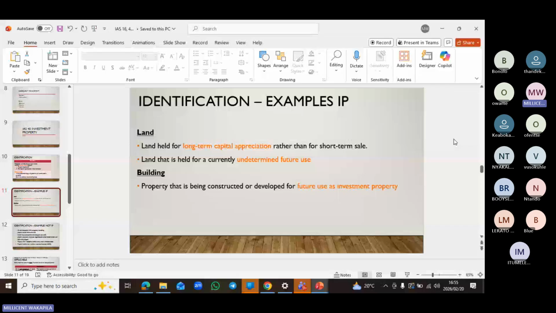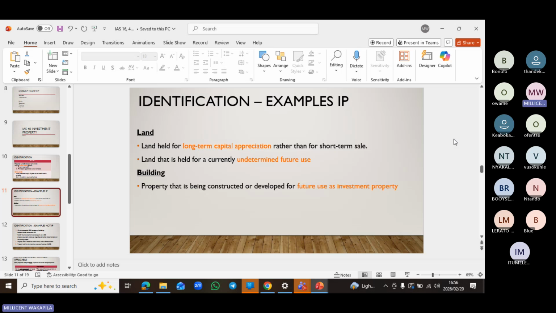And also, we are going to discuss some examples of investment property. We have learned that land held for long-term capital appreciation rather than for short-term sale is one. So you say, okay, I am going to hold this land for at least 10 years and then I might sell it after 10 years. Obviously, the place will be developed, which means it might have increased in value. And then the land that is held for currently undetermined future use. If an entity has a piece of land and they don't even know what they want to use it for, it is classified as investment property.